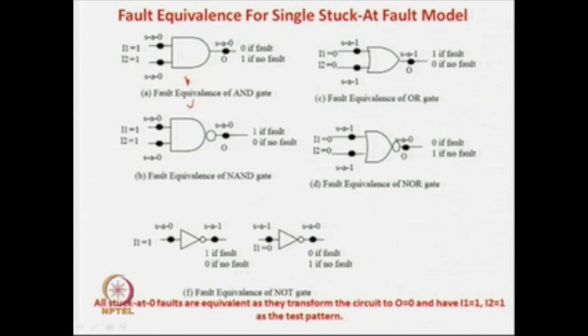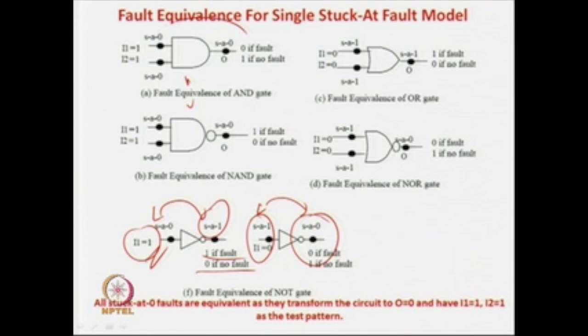Now, in the case of an inverter, for a stuck-at-0 fault here you need to apply a 1, and for a stuck-at-1 fault at the output of an inverter, you also have to apply a 1. If the answer is 1, then there is a fault, and if the answer is 0, there is no fault. Any one of them you can consider. For an inverter, these two are equivalent. Similarly, a stuck-at-1 fault here is equivalent to a stuck-at-0 fault here for an inverter. Once you understand fault equivalence for an AND gate and an OR gate, other things are very much straightforward.